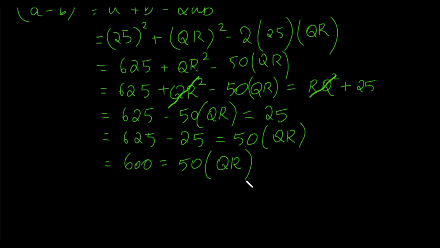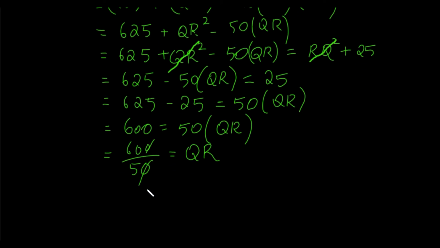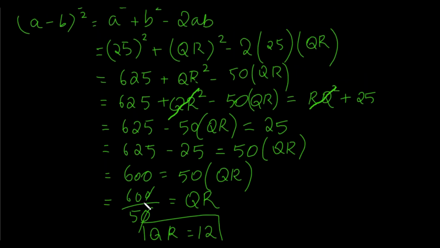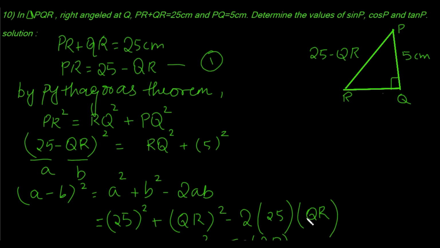So now by sending 50 towards the left hand side, that's going to be cross multiplication, so it's going to give us 600 divided by 50, that's equal to QR. So the zeros are going to get cancelled here, and 60 divided by 5 is 12, so QR is going to be 12. So now let's just write this value in our diagram. QR is going to be equal to 12.